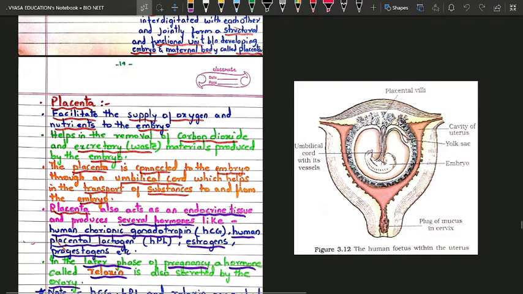Endocrine tissue in the sense they are ductless glands, and produce several hormones like human chorionic gonadotrophin, HCG. This is very important. This may be asked for 3 marks also, 2 marks also. Human placental lactogen, HPL, estrogens and progesterone. Okay, yeah, so these are the important hormones which the placenta produces.